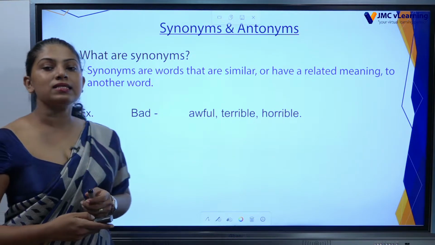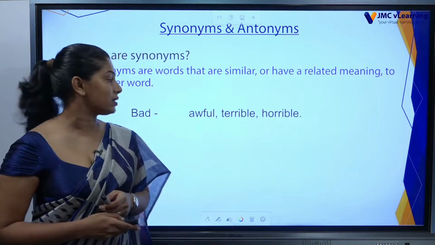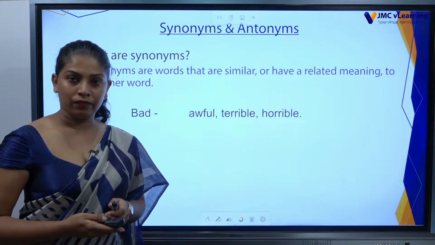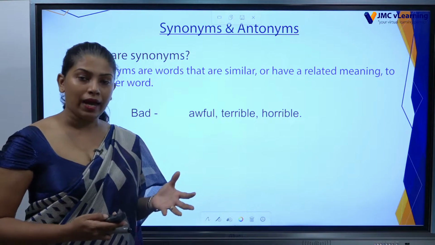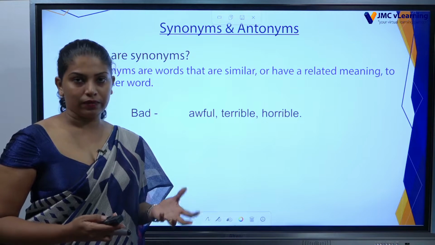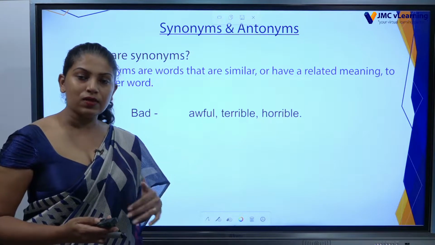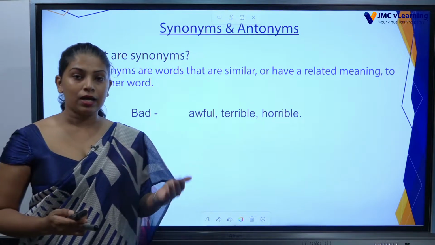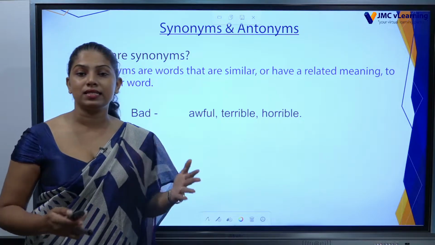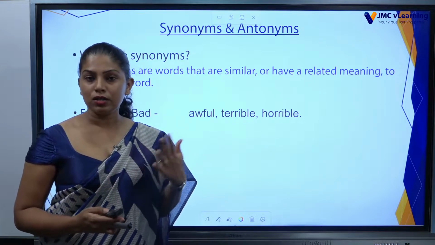Here I have taken some examples. Let's go through the examples. The first example I have taken is bad. When we talk about bad, what are the other words that we can use instead of bad? That's what are called similar words. That's what we are talking about as synonyms. Synonyms, similar words, same words, all these are the same topic we are talking about now.